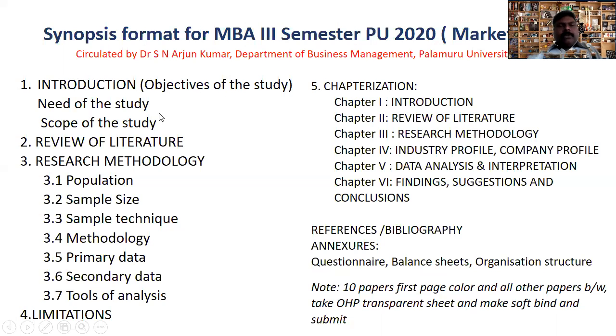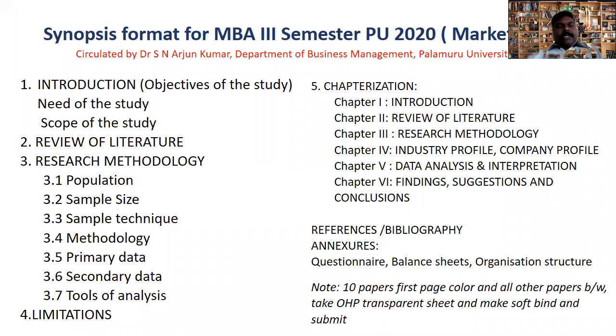Introduction, that is objectives of study should be there, need of study should be there, scope of study should be there, review of literature will be there, research methodology, we have population, sample size. Population means in that organization we have 500 people and I am going to take a sample of 200 people, or 20 people, or a sample size of 100. Sample technique, what am I going to do, randomly I am going to pick. There is no hard and fast rule; I will just pick whoever is available, give the questionnaire and take the data.